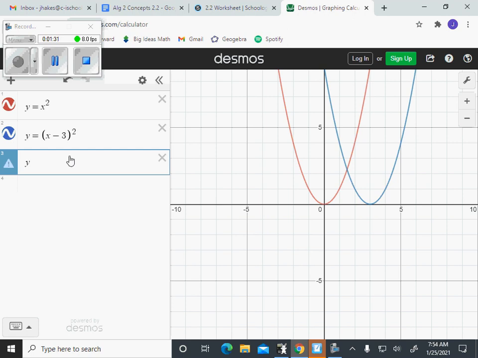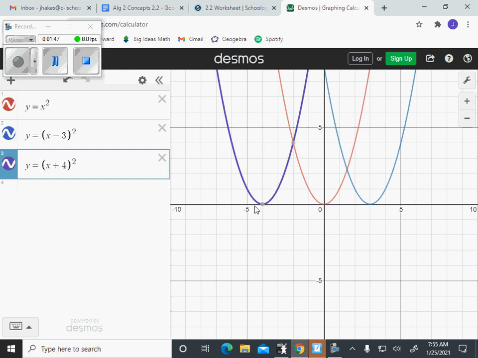If we had y equals x plus 4, and we're going to square that, where's that vertex going to move? Is it going to move right, or is it going to move left? You should say left 4. Oh, forgot the equal sign. Right there.